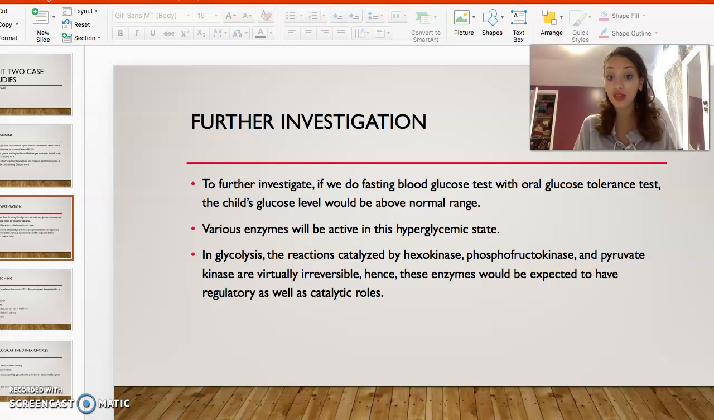With the various enzymes that will be active in this, which include hyperglycemic state, and in glycolysis, the reactions catalyzed by hexokinase, phosphofructokinase, and pyruvate kinases are virtually irreversible. This is why these enzymes would be expected to have regulatory as well as catalytic roles, and that is why I chose diabetes type 1.